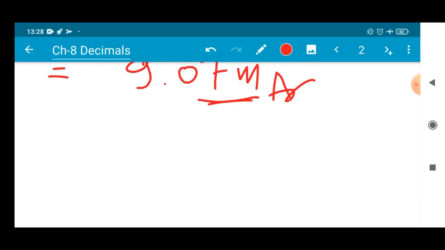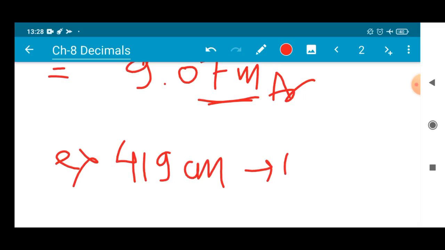The last one left out is number E, which is 419 centimeter. This will be a home assignment. You will be doing it yourself. Express this in meter, and not only express it, you have to convert this value into decimal point also. Okay, so this much for today, students.